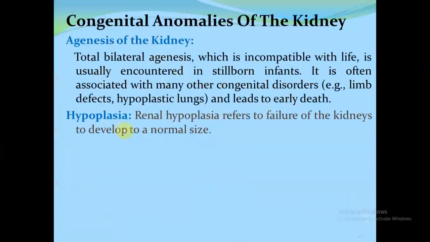Renal hypoplasia refers to failure of kidneys to develop to normal size. There is kidney, but there is loss of renal tissue, so the kidney will be small and atrophied. This is called renal hypoplasia.